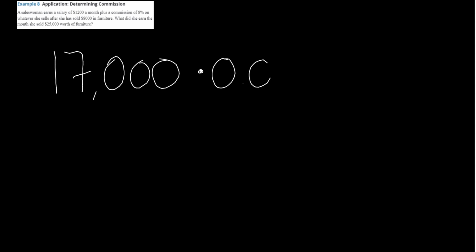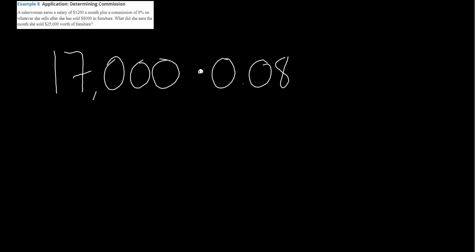So she's only earning commission on $17,000. Okay, but she's earning 8% commission on it. So you'd say 17,000 times, again, 0.08, not 0.8, because 0.8 is 80%. So 0.08, and this is definitely a calculator moment.